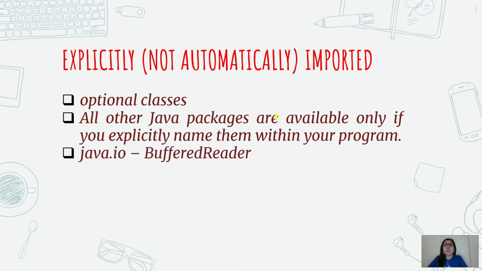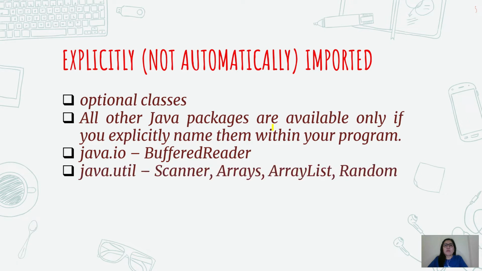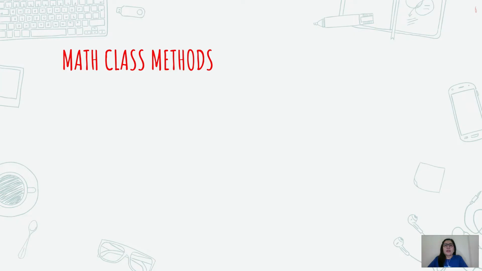So for instance, we have java.io. Automatically, we will access the BufferedReader class. Same is true with java.util, where Scanner, Arrays, ArrayList, and Random are part of that package, and javax.swing for JOptionPane. Now let's proceed to math class methods.